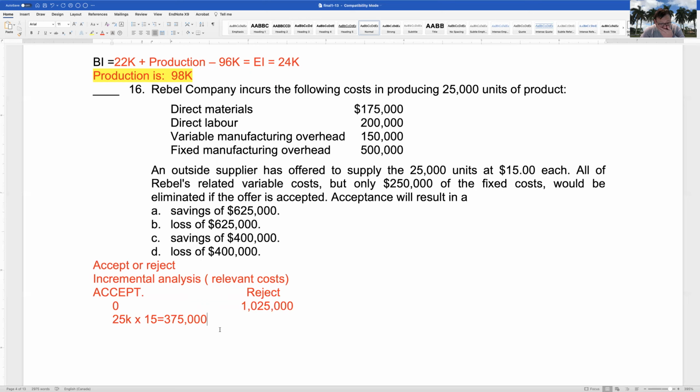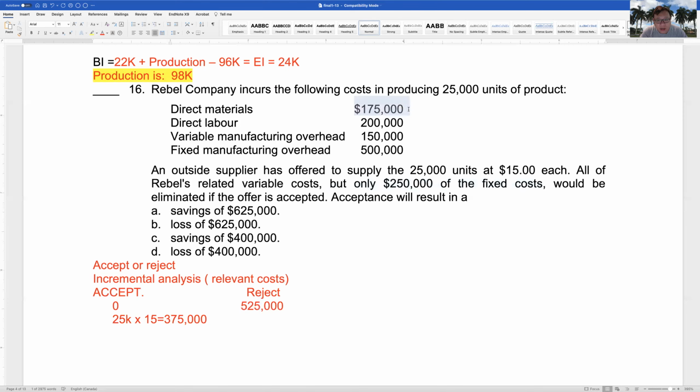Okay, and you also save here. You only have $250,000 fixed cost that would be eliminated, right? So if you accept this, you are going to eliminate fixed cost of 250. So sorry, I'm going to back up here. I'm going to only consider the fixed cost, right? So the fixed cost here, I have to minus, this is what it would be, 5.